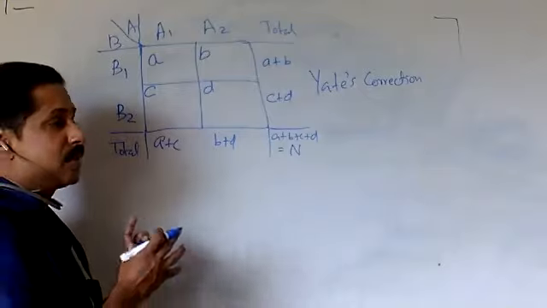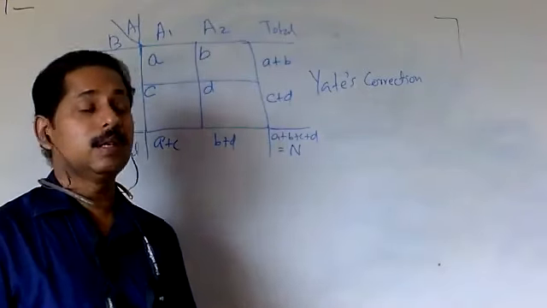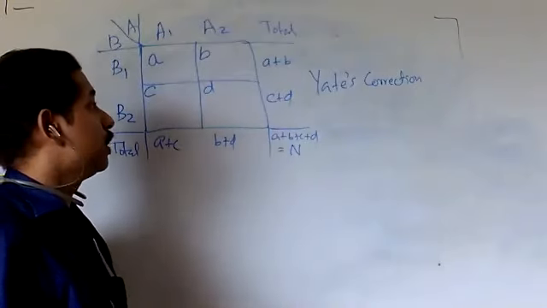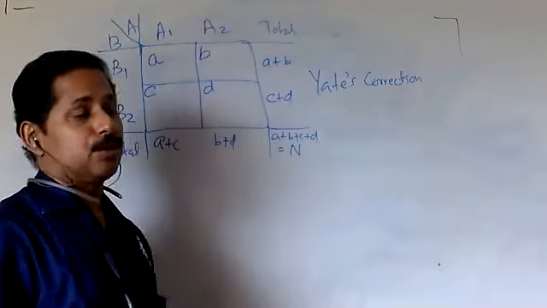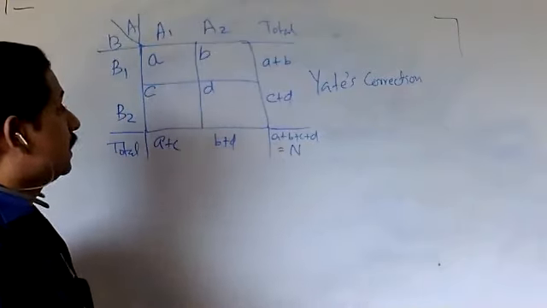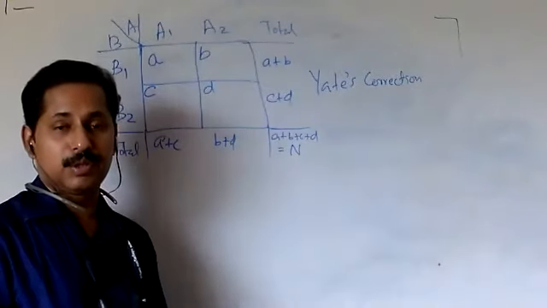So this is the simple situation in the chi-square test. We have 2 categories, 2 attributes and 4 cells. So how to use the chi-square test here? We can easily derive a formula to compute the chi-square test in this type of situation.